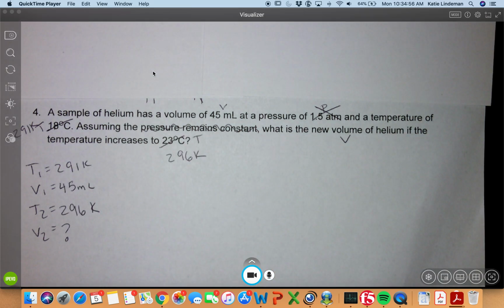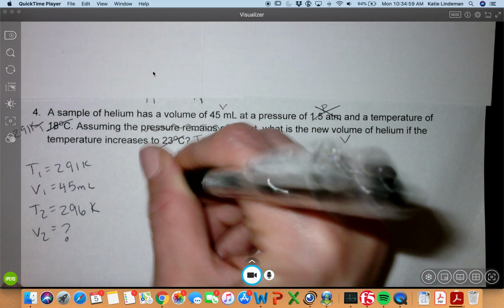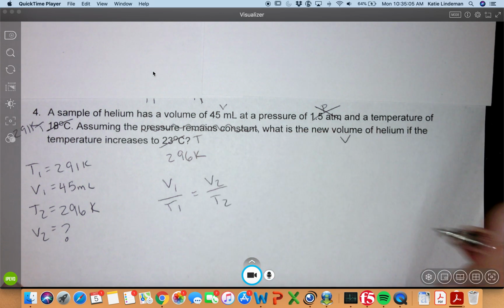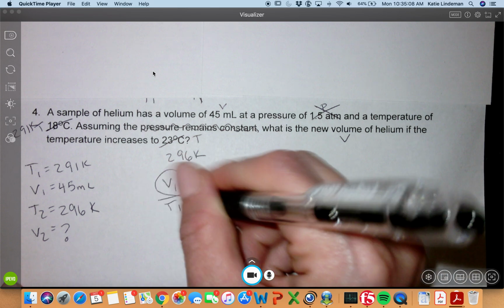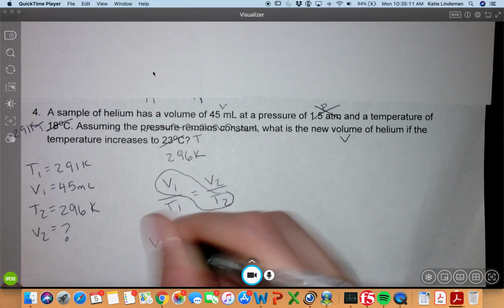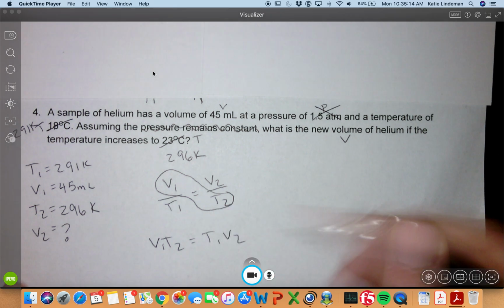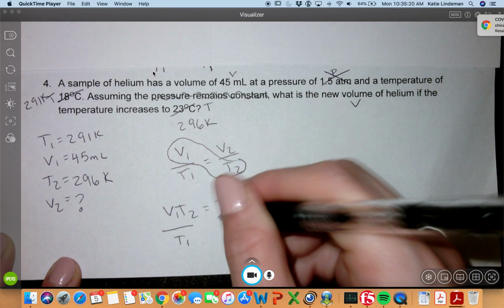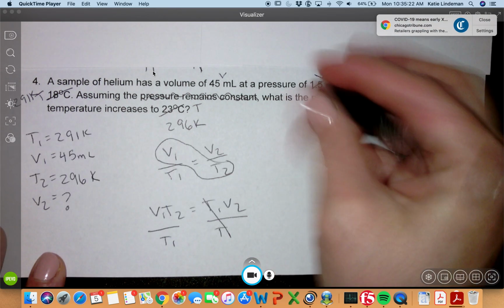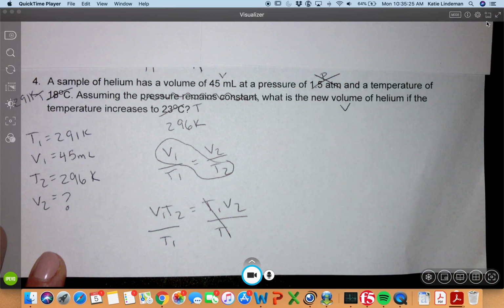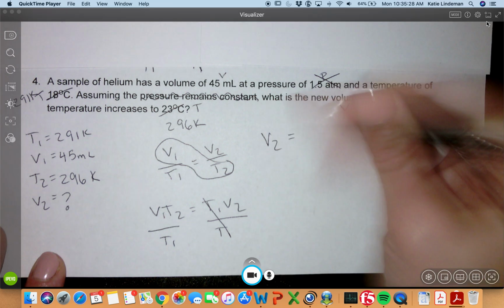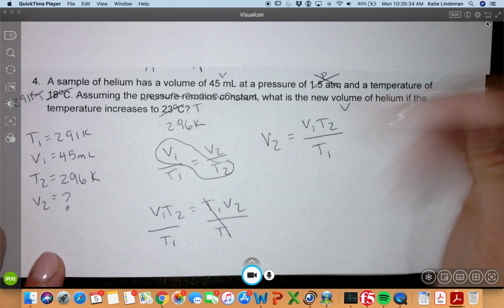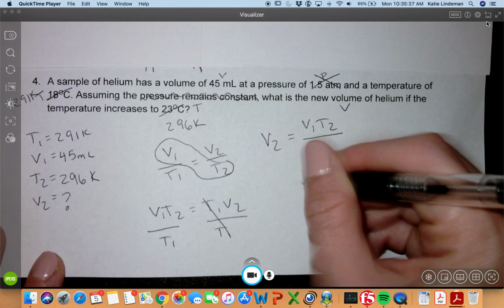So now I'm just going to write out my formula. So V1 T1 is equal to V2 T2. So V1 T2 is equal to T1 V2. I want to get V2 on its own. So V2 is equal to V1 T2 divided by T1. And we just plug everything in.